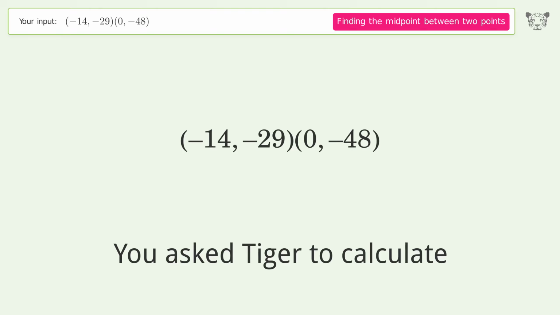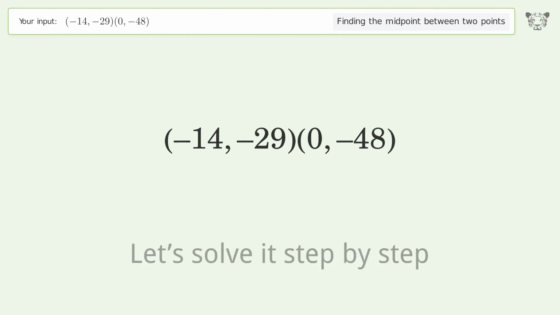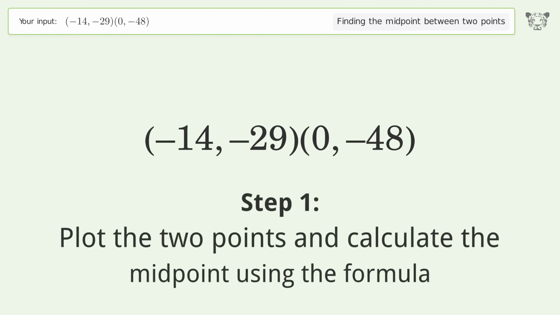You ask Tiger to calculate. This deals with finding the midpoint between 2 points. The midpoint between the 2 points is -7, -38.5. Let's solve it step by step. Plot the 2 points and calculate the midpoint using the formula.